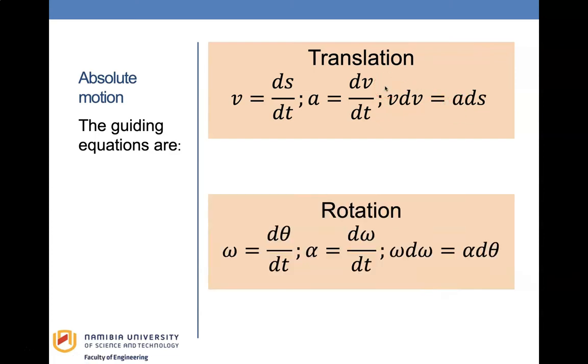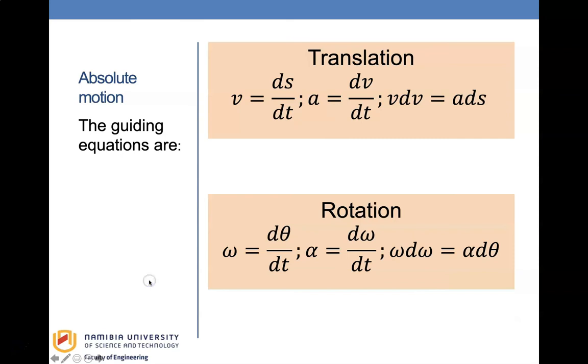And then for the rotation, we have omega, which is your angular velocity, is the time derivative of your angular displacement theta. And if you differentiate your angular velocity, you get alpha, which is your angular acceleration. Again, from these two equations, we can arrive at this relationship, omega d omega is equal to alpha d theta.